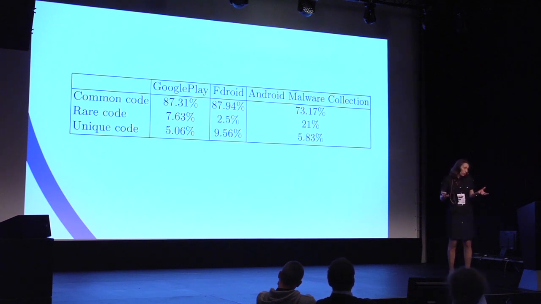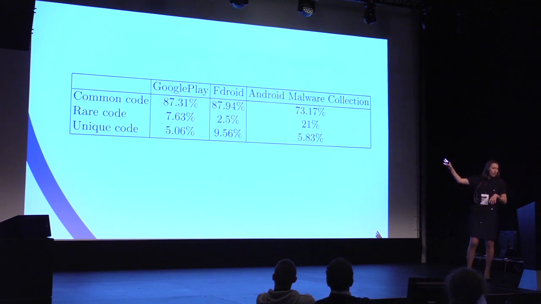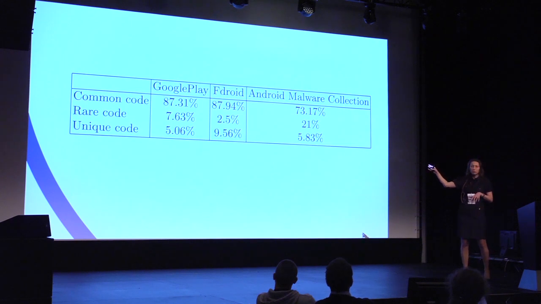Probably not the similarity you're looking for. Now, F-Droid, somewhat similar in percentages, and the malware collection, you see also 95% here. In this particular comparison, we only looked at the similarity between the legitimate Google Play code and the malware collection. So basically, this 95% means that that code is similar with what we see in applications found on the Google Play market.